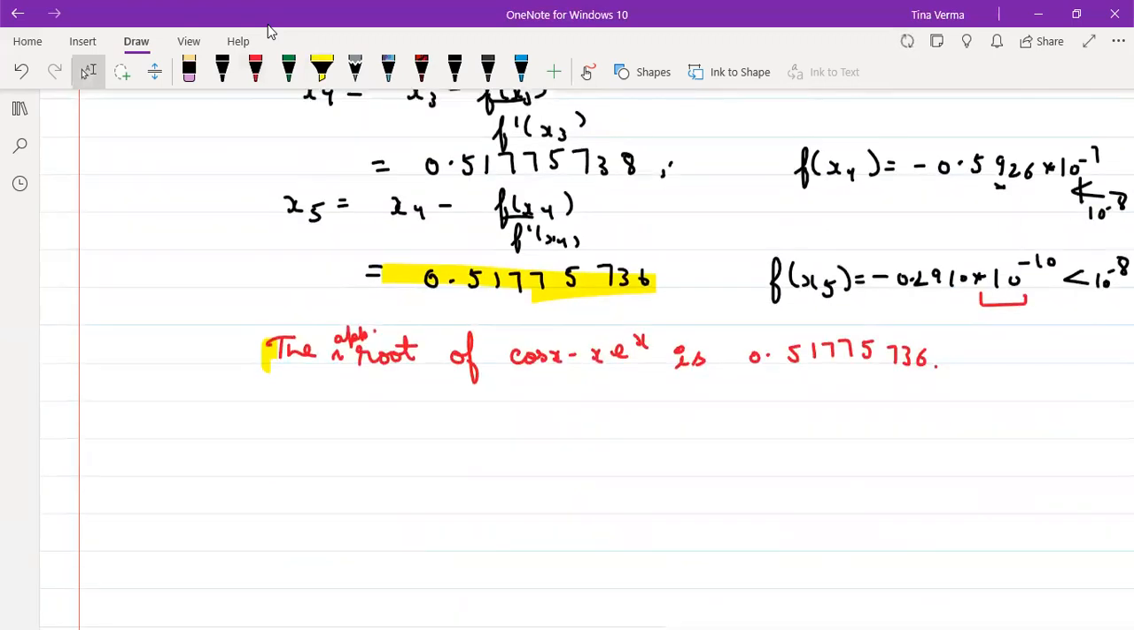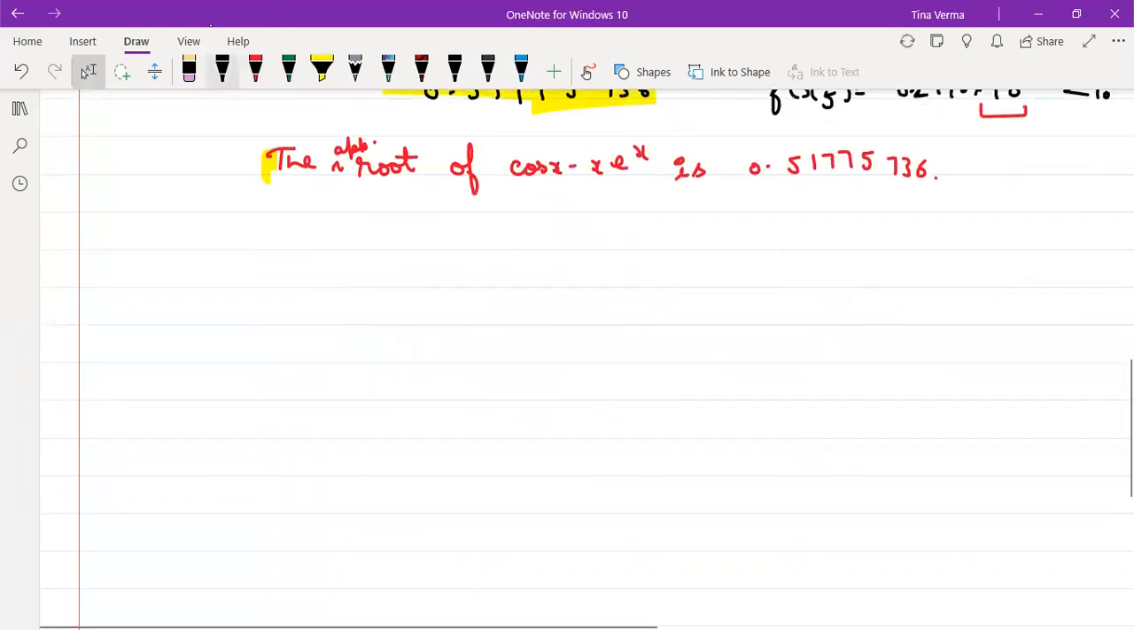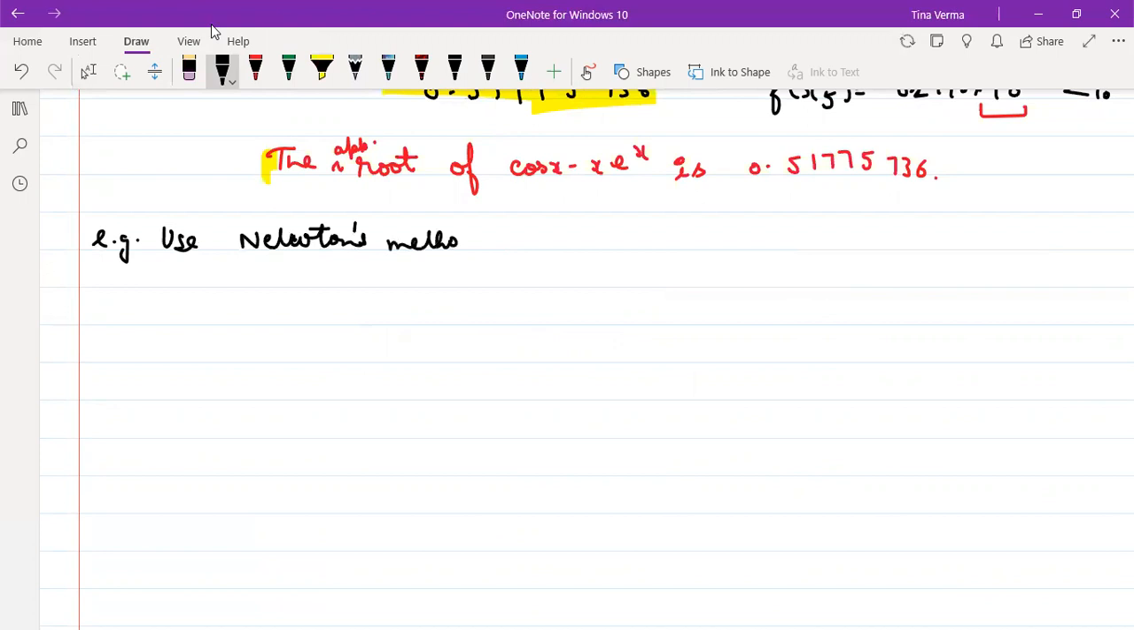We can do one more example. Use Newton's method to find a non-zero solution of x is equal to 2 sin x.